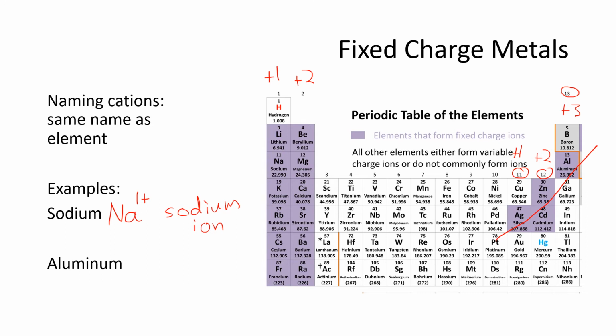Aluminum is over here in group number 13, and so it'll be a +3, so it'll be Al with a 3+, and we'll call this the aluminum ion. Very good. You'll find that in all of the English-speaking countries except for the United States, aluminum is called aluminium.